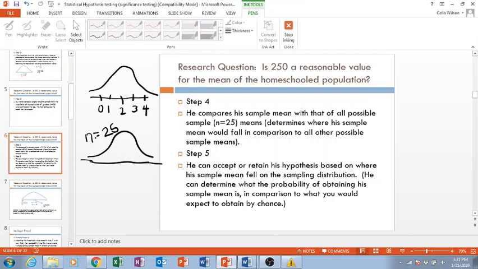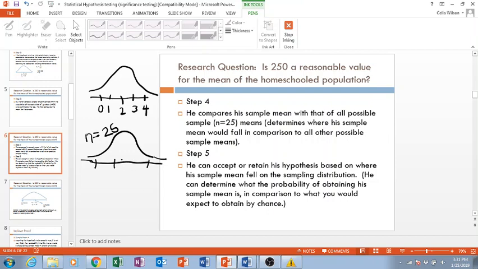We're going to see how his sample of 25 and his mean compares with all the possibilities. Is his mean way out here? Or is it way out here? Or is it somewhere in the middle? Because remember what we know about a sampling distribution.